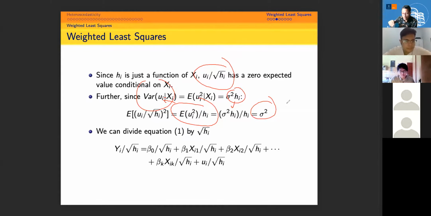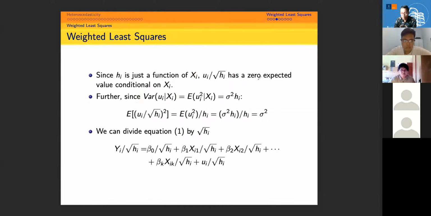Since we divide the error term by 1 over the square root of h, we have to do that for all variables in the model. So basically the transformation is 1 over the square root of h. That's the transformation in the data.